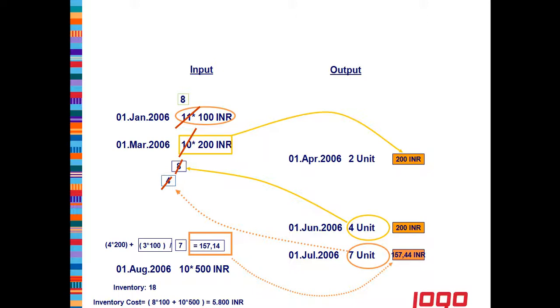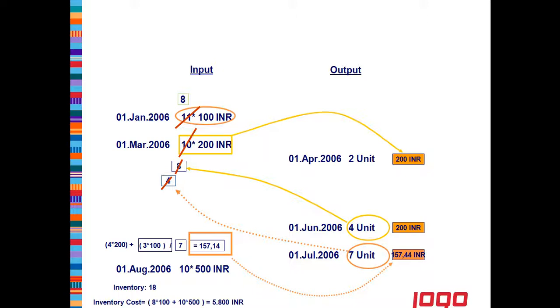Now you can see on 1st of Jan I purchased 11 units of materials with a unit price of 100 rupees, and on 1st of March I again purchased 10 units of material with a 200 unit price. Now as the second one will be the first output, suppose on 1st of April I have to sell 2 units. I will take 2 units from that 10 units of 1st March purchased material, so the average unit cost becomes 200 rupees. Output cost becomes 200 rupees. Now it has 8 units left in the second input.